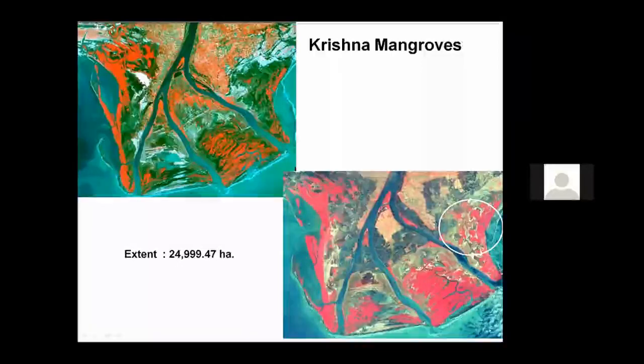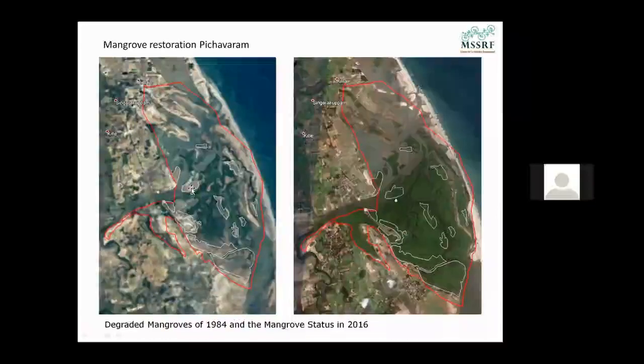And this one is the Pichavaram mangroves. You can see this is an RGB image. You can see here what the patches are. These are the patches where it was almost degraded mangroves. And after our intervention, you can see how the mangrove has been restored over the years.